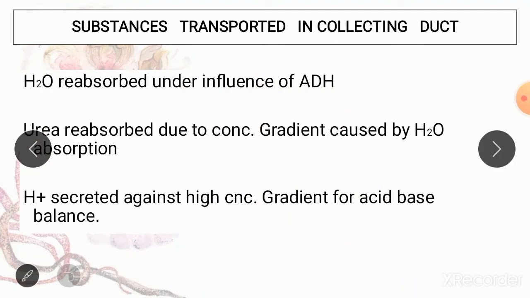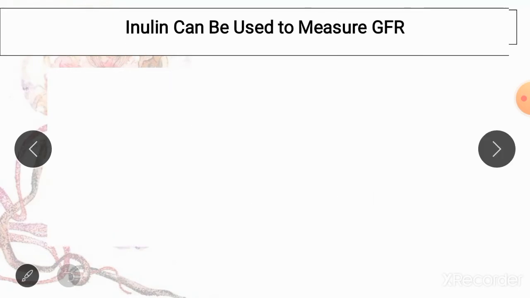Then substances which are transported in the collecting duct include water, and it is reabsorbed only in the presence of ADH, otherwise this portion is impermeable to water. Urea is reabsorbed from this portion because of its concentration gradient. Urea is very concentrated in the last parts of the nephron, and along its concentration gradient it is reabsorbed into the peritubular capillaries. And as always, hydrogen ions are secreted from the peritubular capillaries into the last part of the nephron, so they can be removed from the body to maintain the acid base balance.